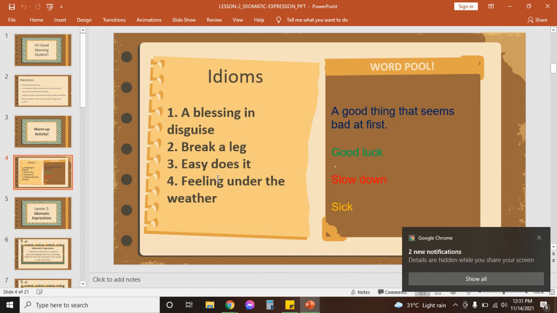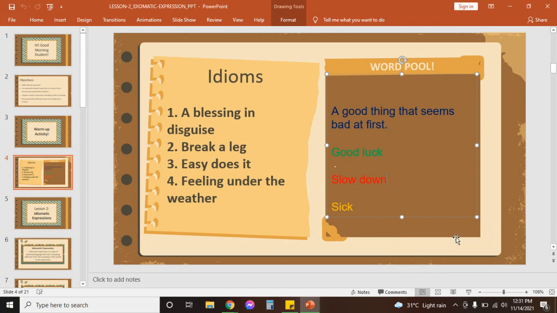Your answer for number three is slow down. Let me give you an example. Let's say, Jaya, can you please put the vase beside the table? It's fragile, so easy does it. So I am telling you to please put the vase beside the table, but you have to be careful because it's fragile. So meaning to say you have to slow down. Did you get my point?